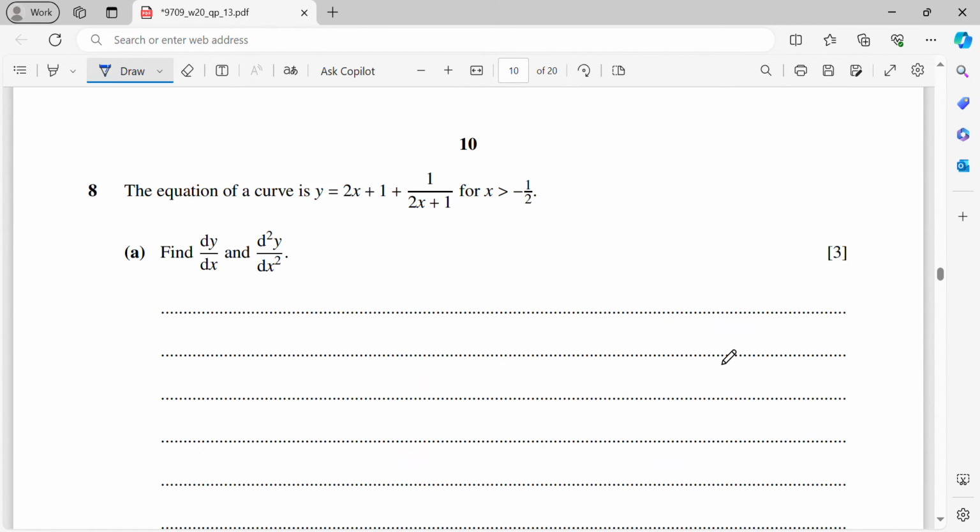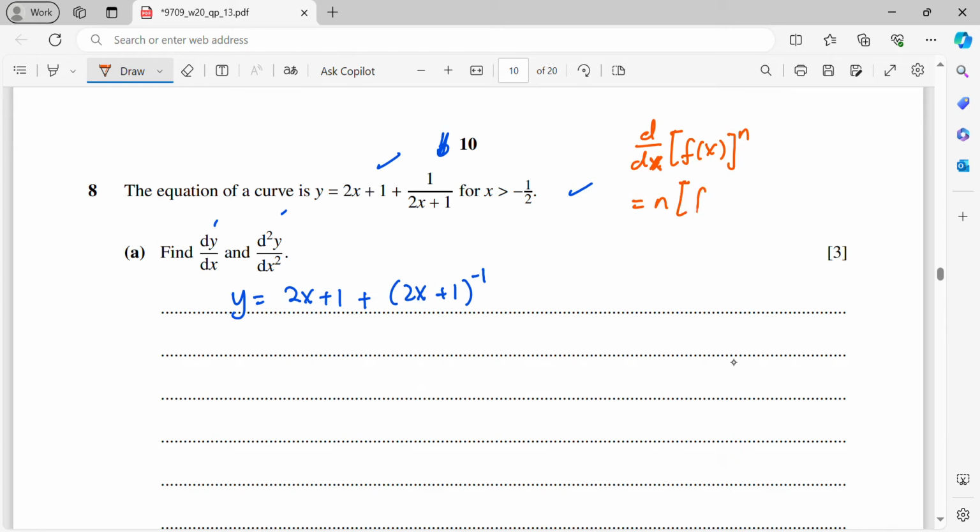Okay, next question, number 8. The equation of a curve is y equals to 2x plus 1 plus 1 over 2x plus 1 for x is greater than negative half. Find dy dx and the second derivative. So my y is 2x plus 1 plus, okay, so instead of 1 over 2x plus 1, I will move up the 2x plus 1. So it becomes 2x plus 1 to the power of negative 1. When we need to differentiate a function with degree n, the formula is basically n fx to the power of n minus 1, and differentiate fx, it will be f prime x.